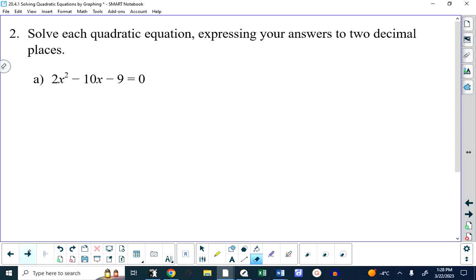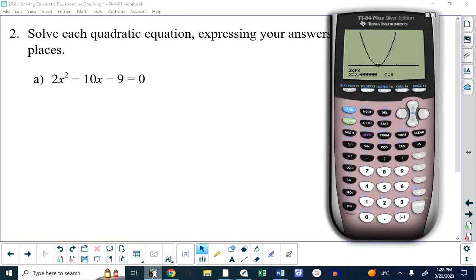Solve each quadratic equation. This time we're going to go to 2 decimal places because all of the answers to question 1 were rational numbers. They could be expressed as fractions. These will not be. These are going to be decimals that you cannot convert to a fraction. So y is equal to 2x squared minus 10x minus 9. Do you see what I've done there? I've automatically said y is equal to. There is no y. This is all going on in my head.